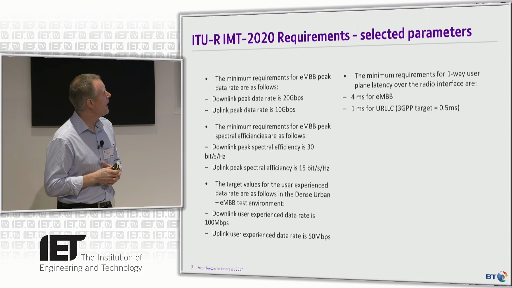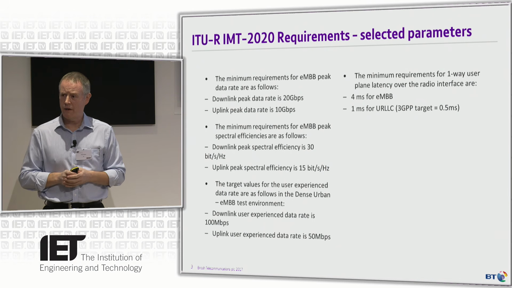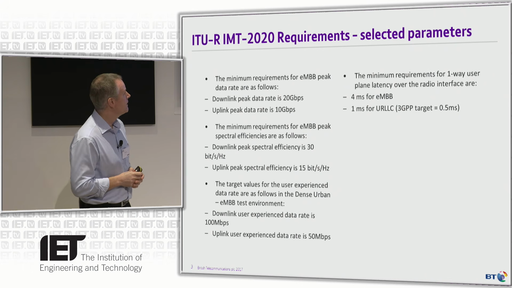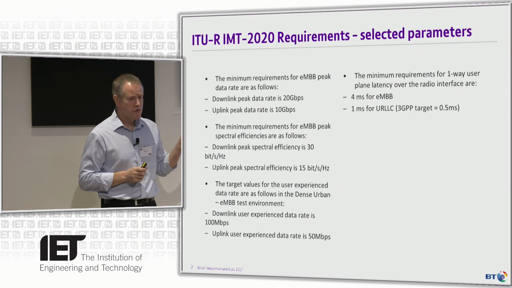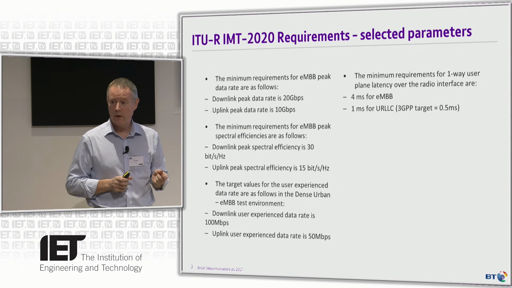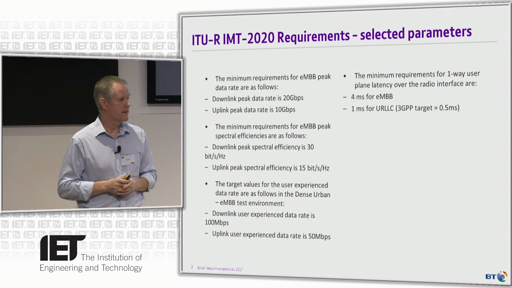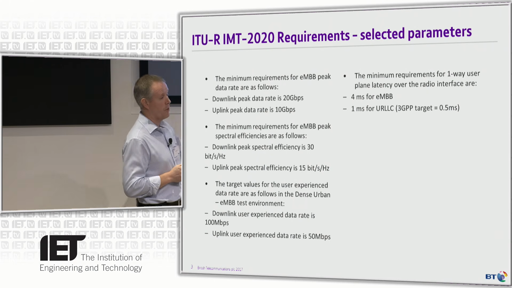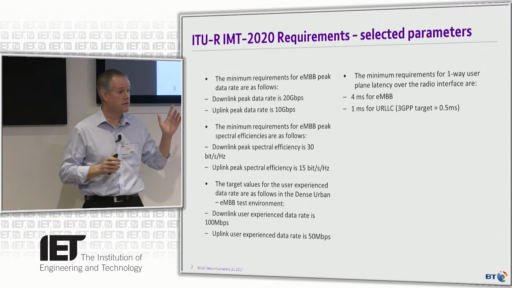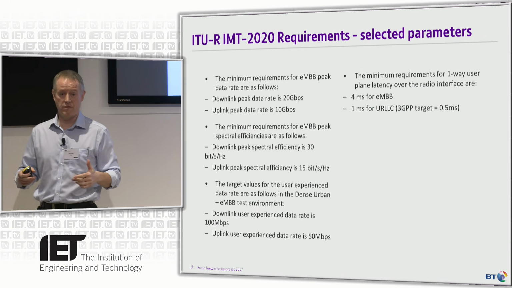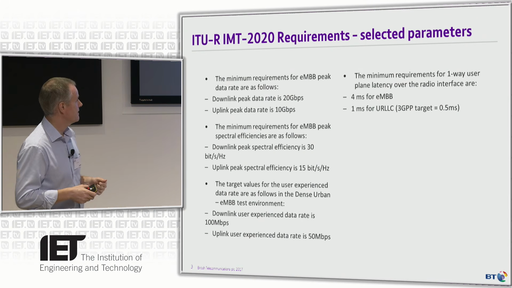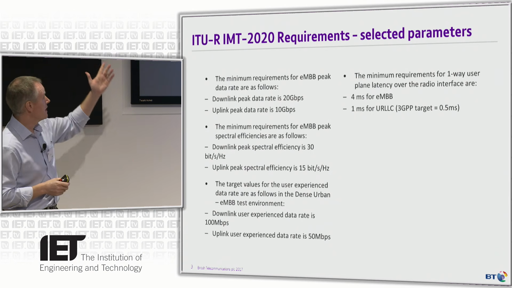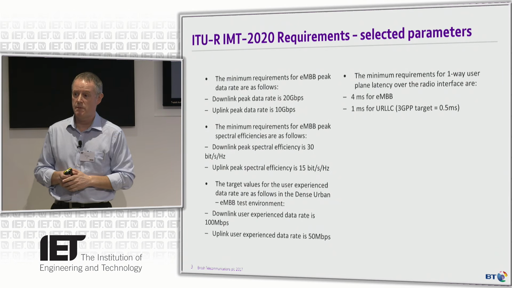And then we've got some one-way user plane latency over the radio. So we've got a target of 4 milliseconds for enhanced mobile broadband, and the ITU specified 1 millisecond one-way for ultra-reliable and low-latency communication. However, 3GPP have specified 0.5. So say the ITU specs are a minimum requirement, and in a number of cases, 3GPP will exceed this. 3GPP is already talking about simulations that show data rates higher than these minimum requirements as well, of course.